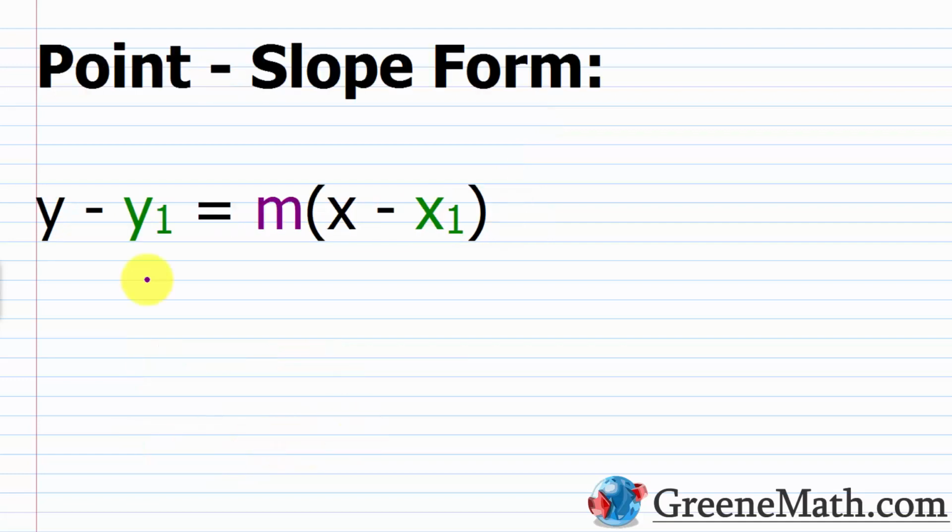In some cases, we're not given enough information to immediately write the equation of a line. Sometimes we're just given the slope and a point on the line, or we might be given 2 points on the line.